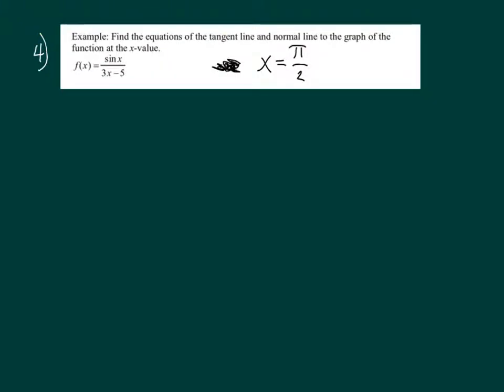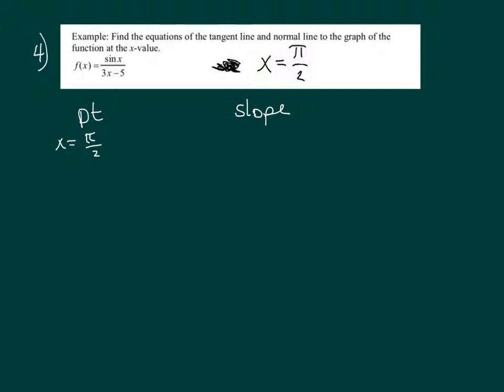Okay, looking at this next one, we certainly have had practice with these over the last couple days. Find the equations of the tangent line and normal line to the graph of the function at the x value. So again, we're asking for equations of lines. We're given a function and we're given the x value. Remember, anytime you're asked for the equation of a line, we need a point and we need a slope. In this case, we're already given the x coordinate of our point. So x is pi over 2.